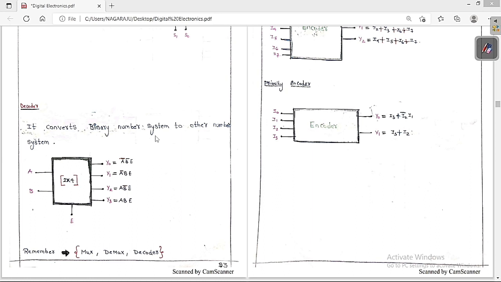So we can say a very simple, important point. The encoder is always going to convert the decimal number system to any other number system, such as the binary number system, and the decoder is going to convert the binary number system to any other number system. So finally I can conclude that the encoder converts any decimal system to the binary number system, and the decoder converts the binary number system to any other number system.